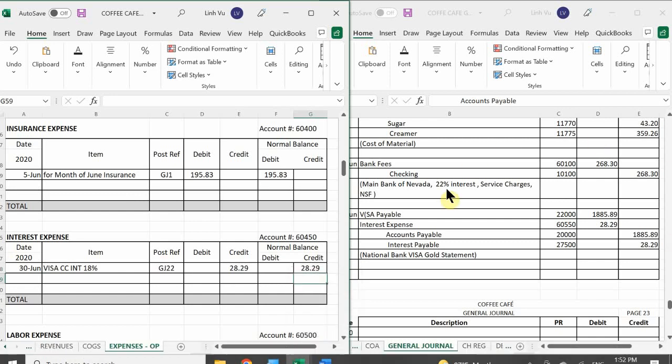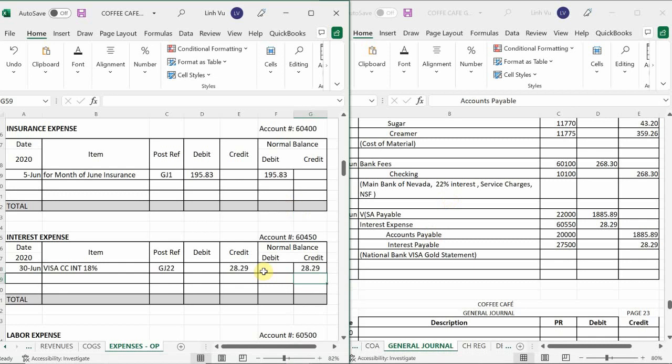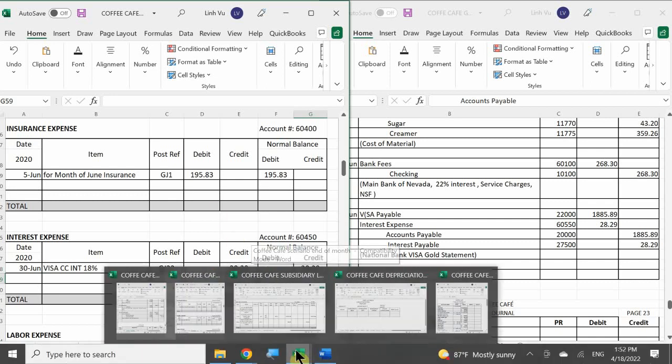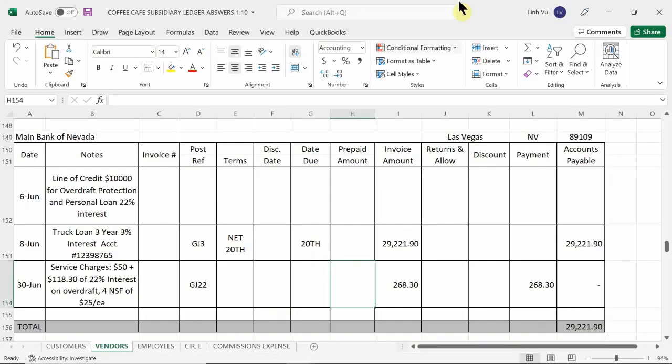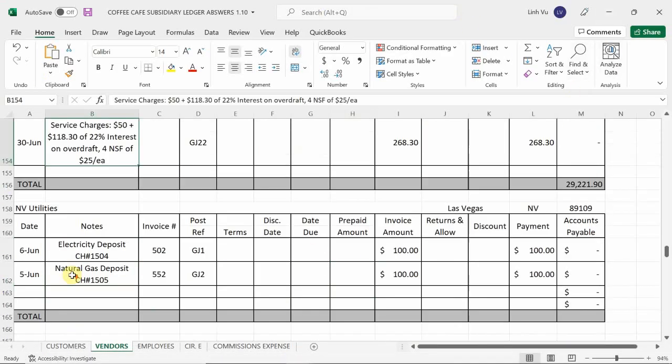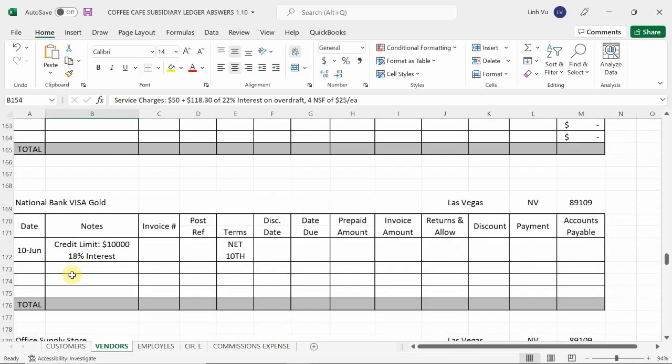All right. So now that we finished the ledger, what's next? The subsidiary. You need to update the subsidiary because you received a bill. You owe money to National Bank Visa. So I'm going to go ahead and head over to my window over here. National Bank Visa right here, National Bank Visa. Now you could choose to either fill in this one. You don't have to, just because I'm going to do another transaction.